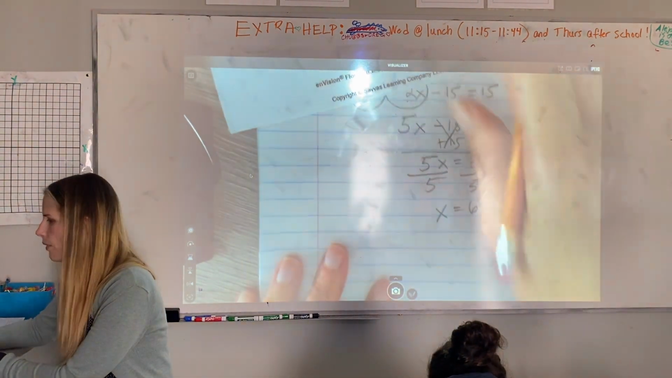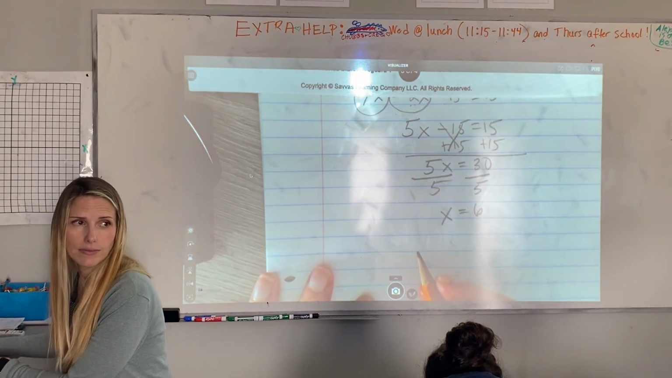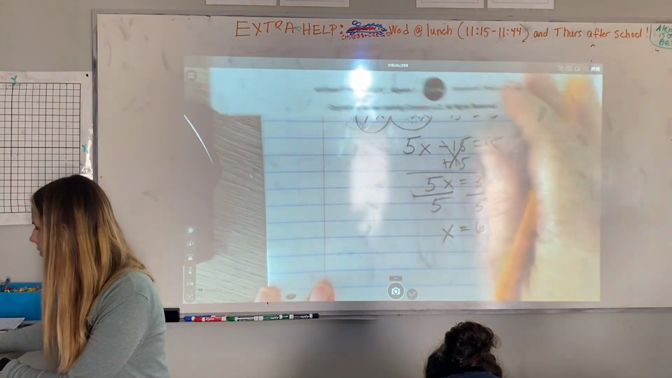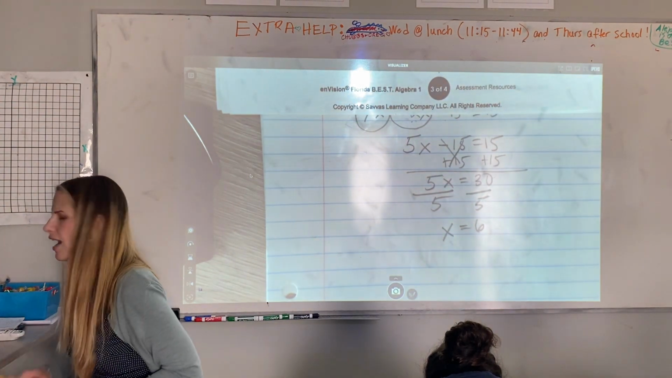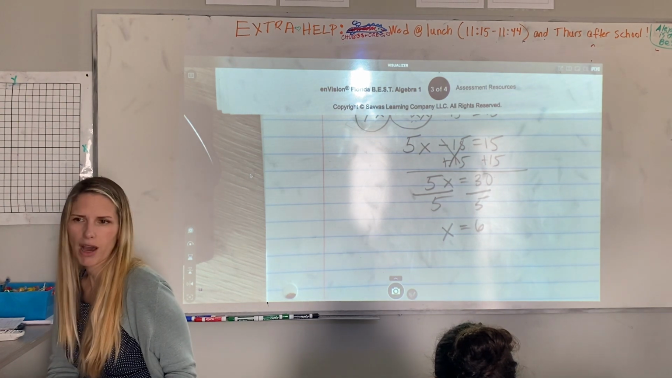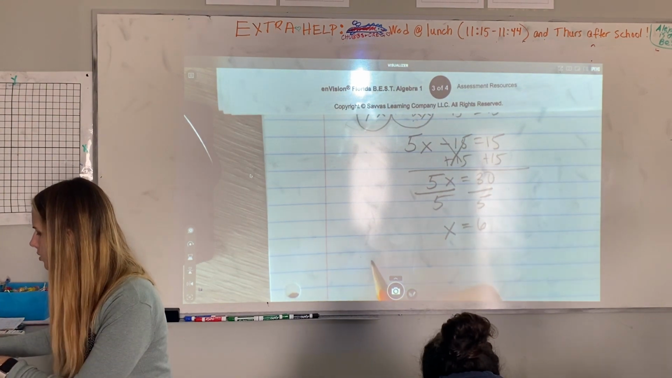Yeah, you plug it in. So how would I do that? I would actually choose the top one, because it's already solved for y. But can you do the bottom one if you want to? Yes. Totally. I'll do the top one because it's already solved for y.